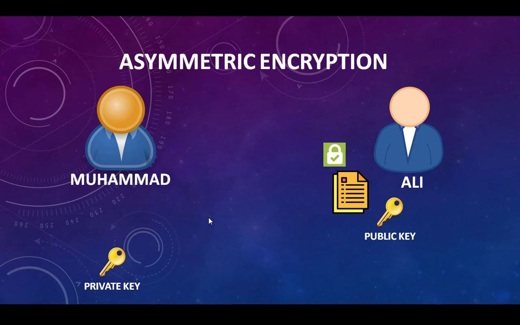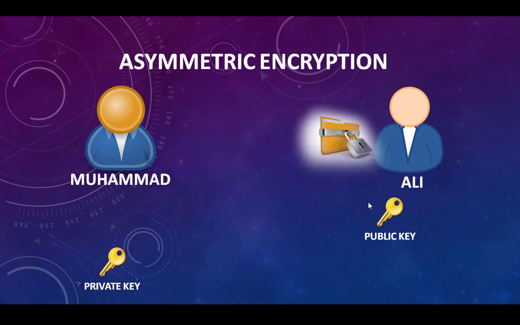So Ali uses Muhammad's public key to encrypt his document. So Ali is encrypting his document using Muhammad's public key, and now the document is encrypted. Now it is locked, and even Ali can't unlock it. The reason is that Ali has only Muhammad's public key.